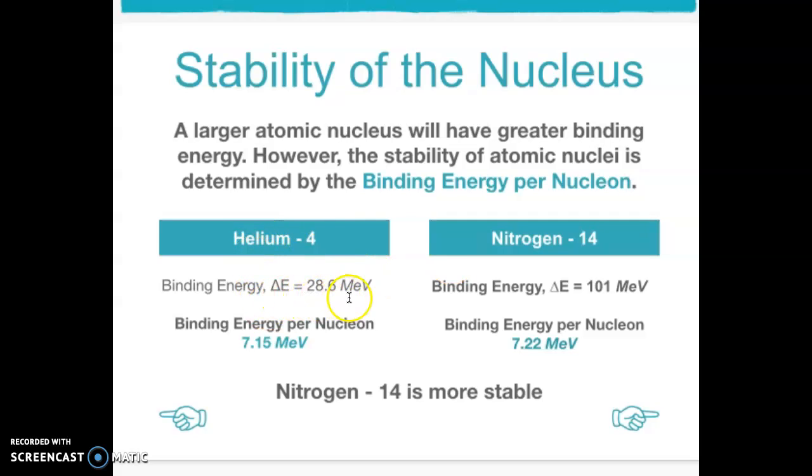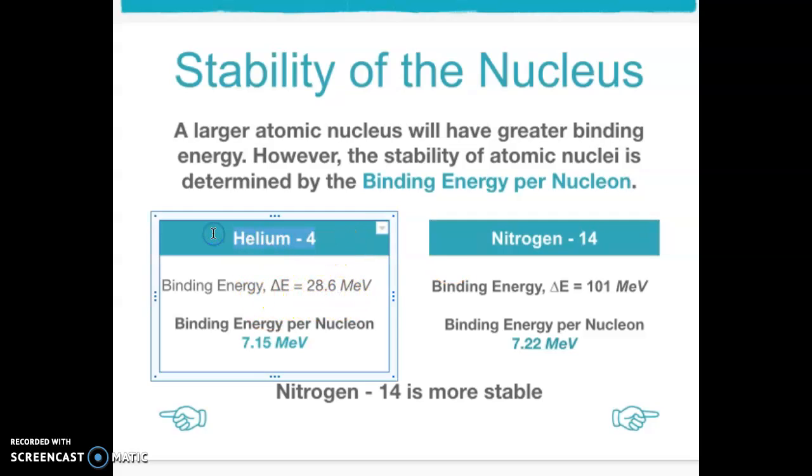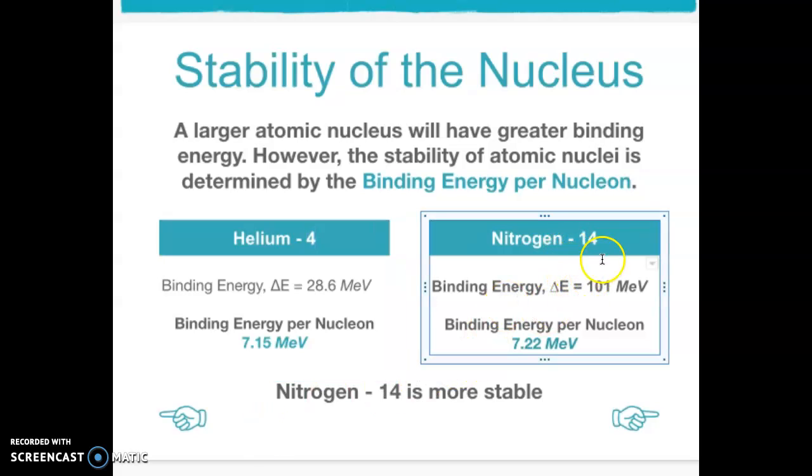So, if we have the binding energy of helium-4, the binding energy per nucleon would be found by dividing its total binding energy, which is 28.6 megaelectronvolts, by 4, which is the number of nucleons, which gives you a binding energy per nucleon of 7.15. For nitrogen, we can find its binding energy per nucleon by dividing its total binding energy, 101 megaelectronvolts, by 14, the number of nucleons, to give you 7.22 megaelectronvolts.